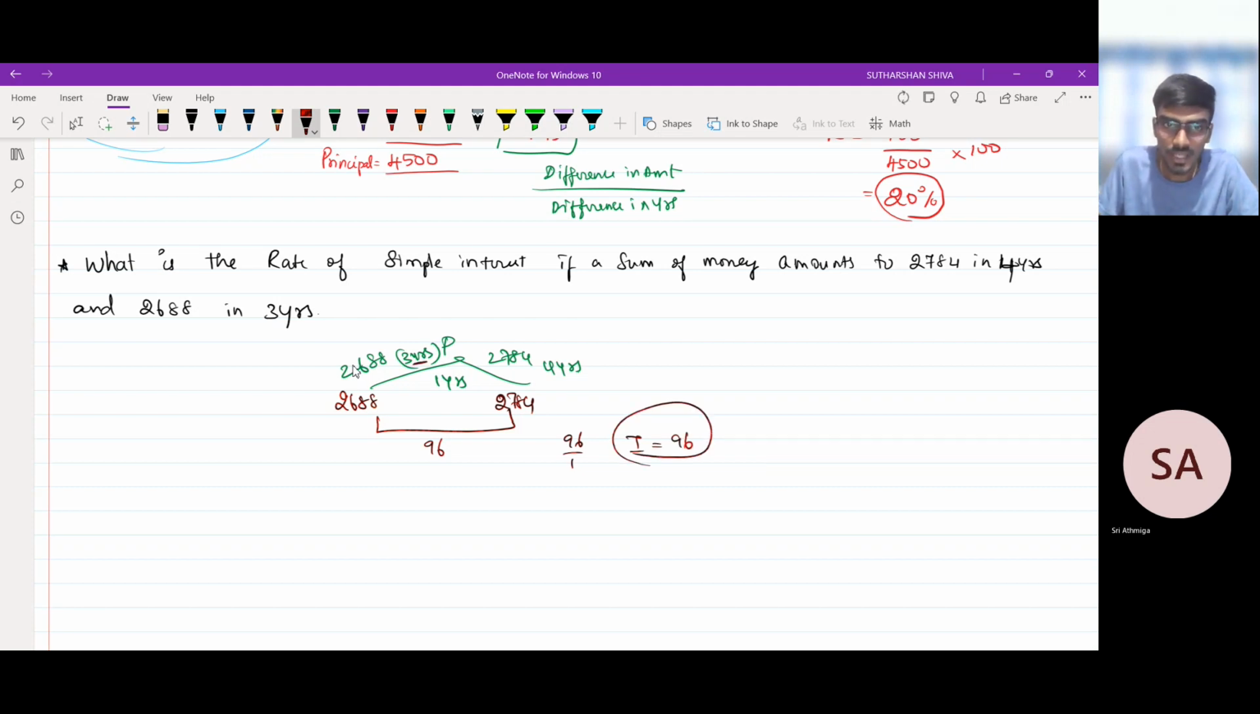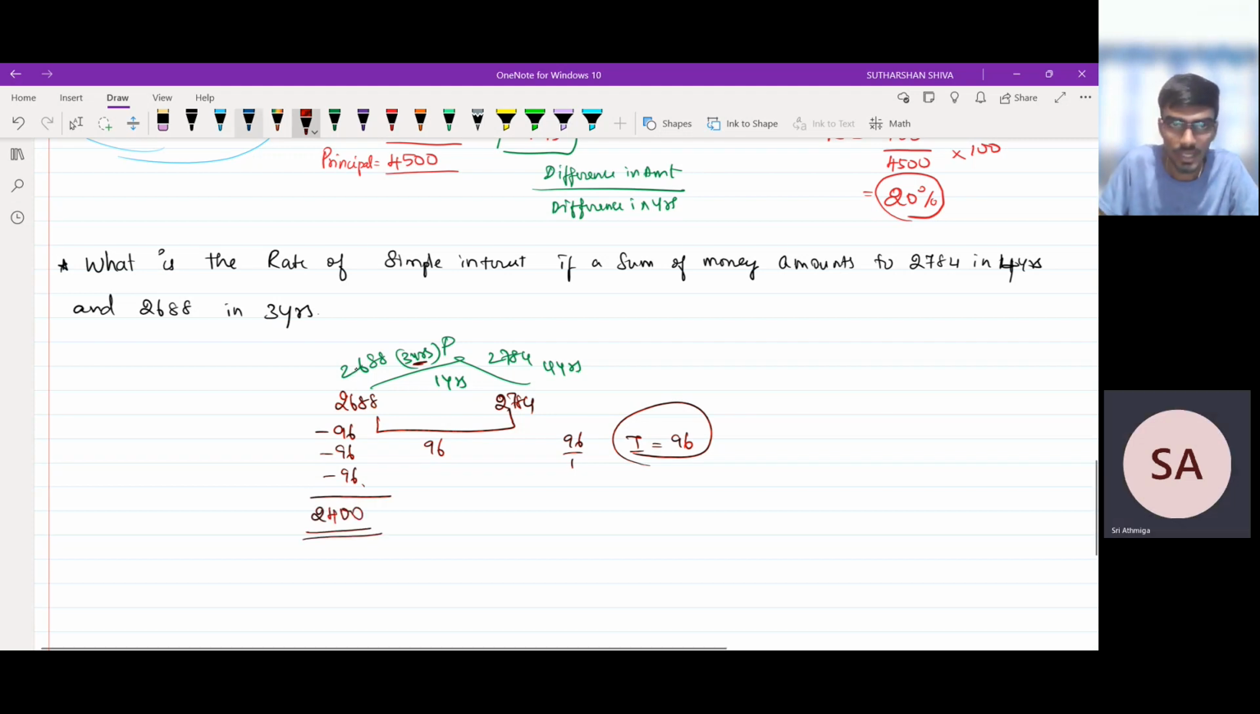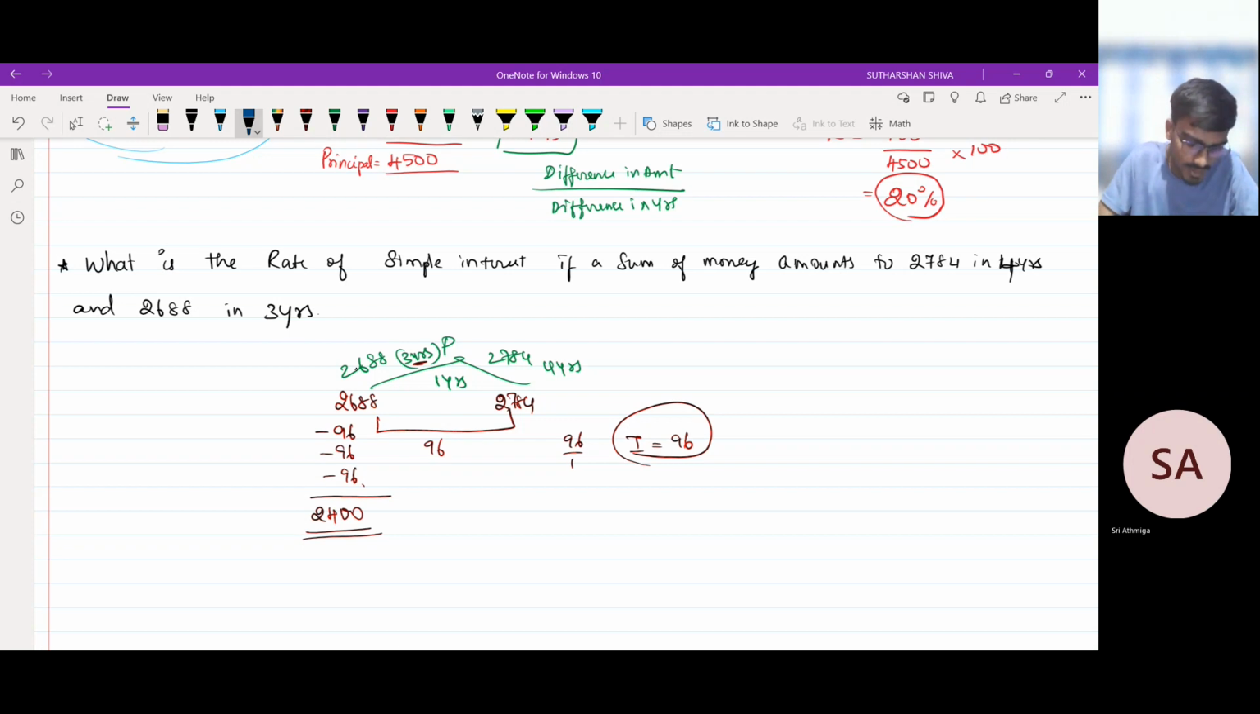If I want to know the principal for 3 years, minus 96, minus 96, minus 96. Simply take my calculator. Put 96 into 3, M plus, 2688, M minus. Then press MRC, you will get minus 2400. Avoid the minus. Then you will end up with 2400 as your principal value.